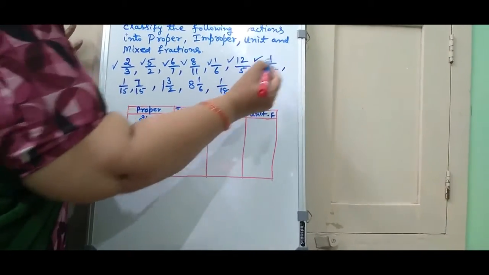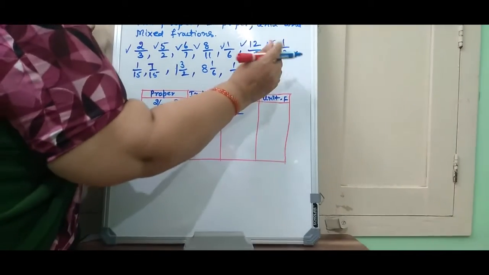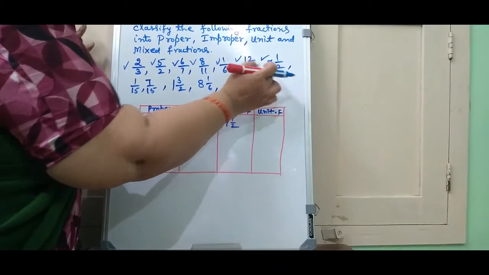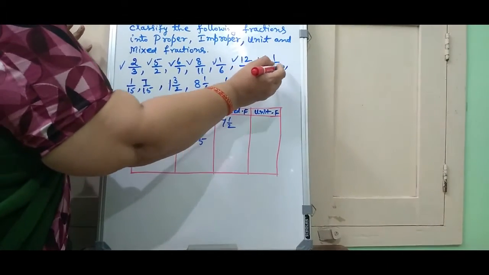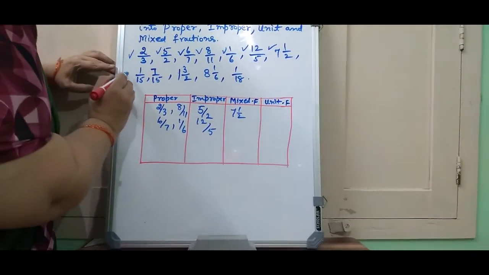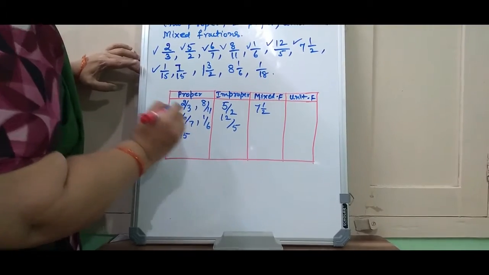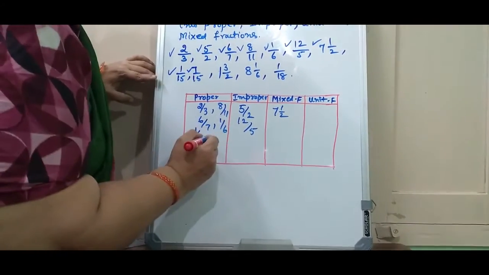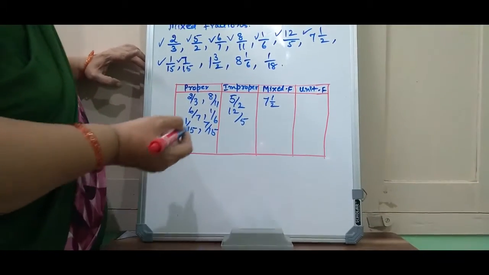Next fraction, 7.5. 7.5 comes under the mixed fraction because it consists of a whole number and a proper fraction. One whole number 7 is there, and half is the fraction. So 7.5 comes under the mixed fraction column. Again 1 by 15 comes under the proper fraction. Next is 7 by 15. It can also be written in the proper fraction column.